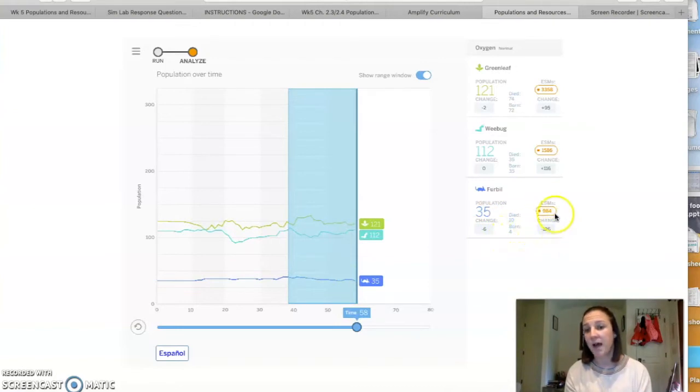And that shows here. So here we have the energy storage molecules. They changed. Their energy storage molecules went down by 126. The wee bugs went up by 116. So we can look at different things here. The wee bug population isn't changing at all. We know that births and deaths are the same. The population here is going down slightly, 2 more deaths than births. And then the furbil population is going down a lot, 6 more deaths than births. So when it asks you to review the information, that's where you're looking.